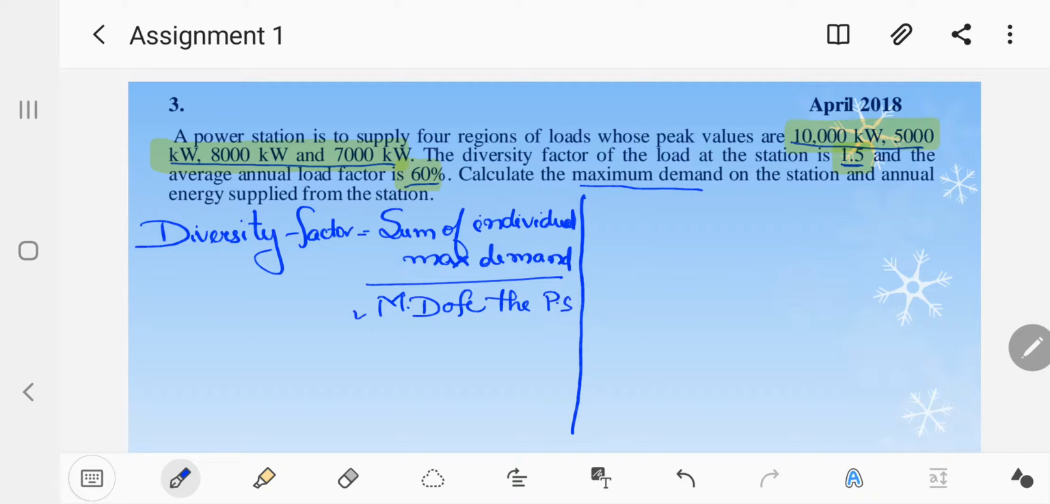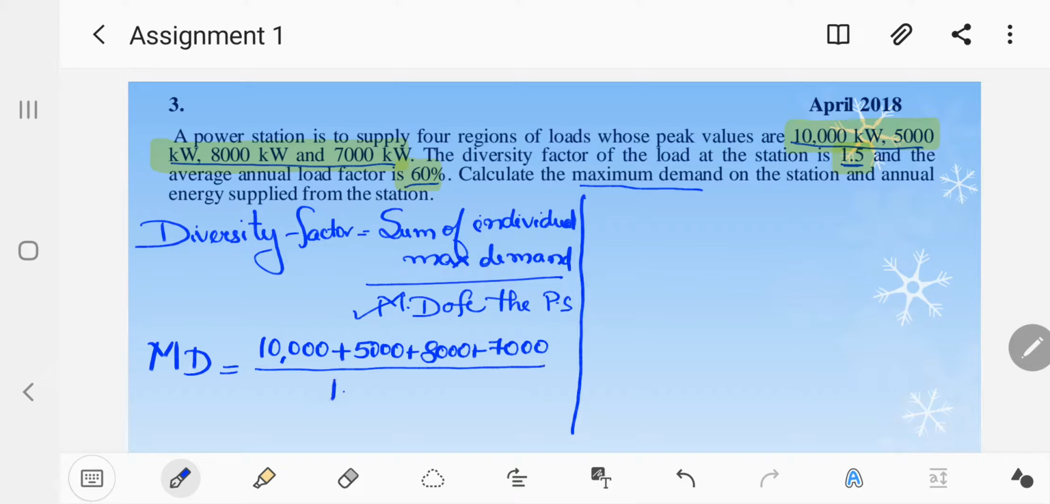Okay, so you are asked to find what is the maximum demand of the power station. The other two values are given in the question, that is diversity factor and individual maximum demands are also given. So you can easily find out the maximum demand. What will be the equation then? Maximum demand of the power station will be equal to sum of the individual maximum demands divided by the diversity factor. So what are the values given? 10,000 plus 5,000 plus 8,000 plus 7,000 whole divided by, what is the value of diversity factor given?